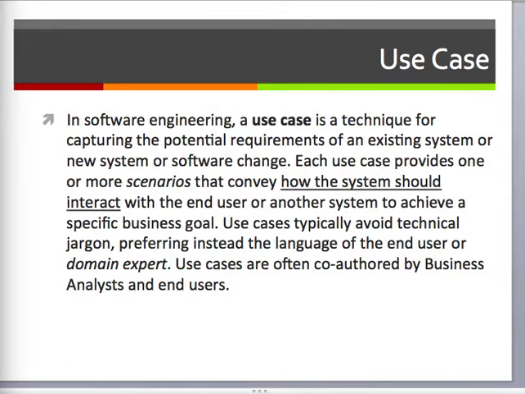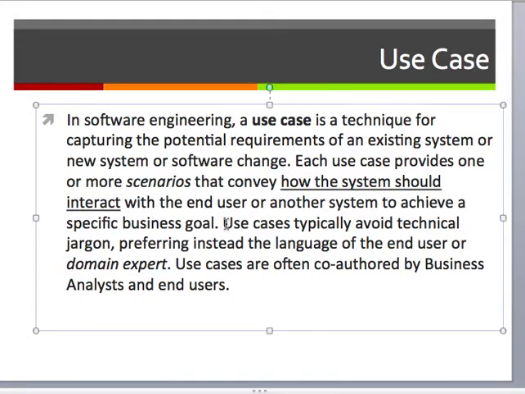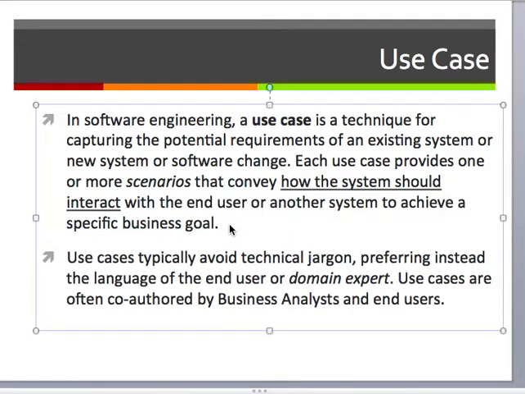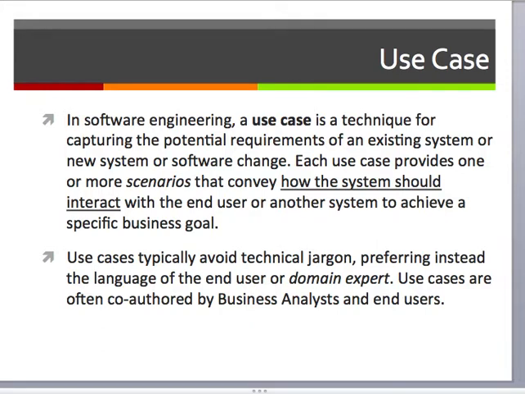Use cases typically avoid technical jargon. This is important, and that's why it is very easy to read and understand. They avoid technical jargon, preferring instead the language of the end users or the domain expert, right? So they use business language so that it is easier for the business as well as the technical team to understand. Use cases are often co-authored by business analysts and the end users, so that we know how the end user will interact with the system.